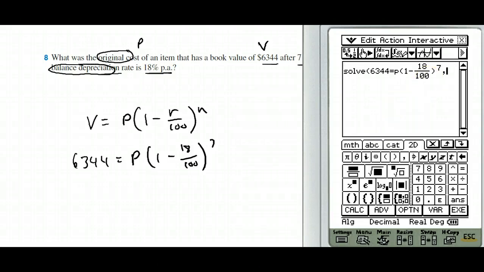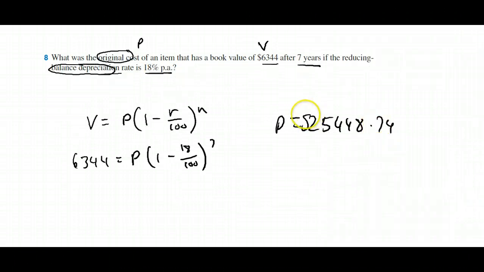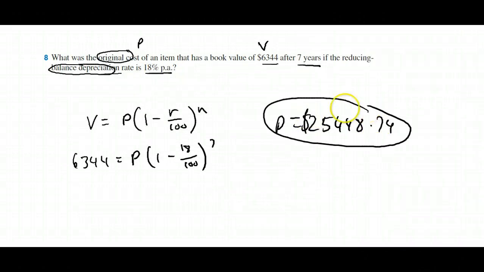Okay, we want to solve for P, and we need to make sure we put a multiplication symbol in here, and then we get this result. P equals 25,448 and 74 cents. So that was our principal sum or purchase price of this item.